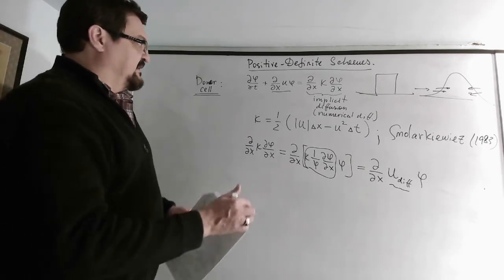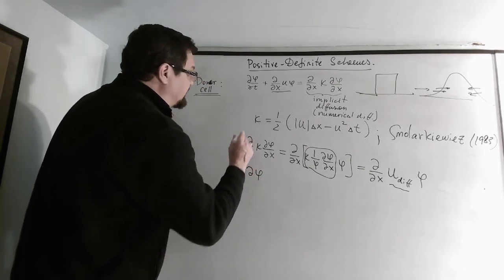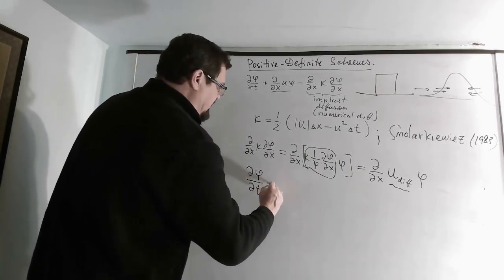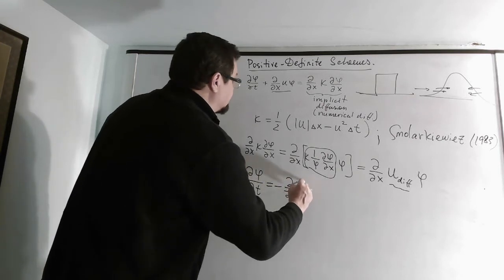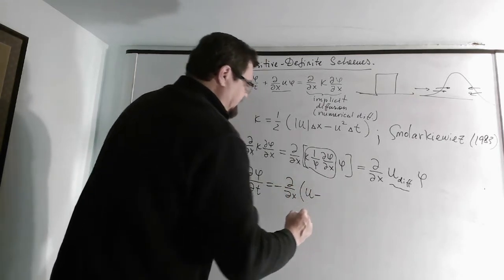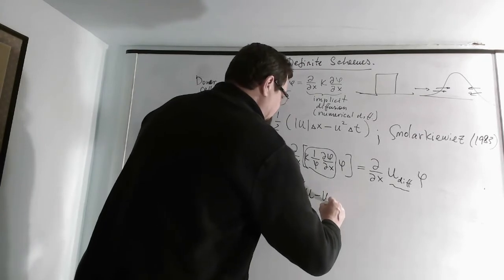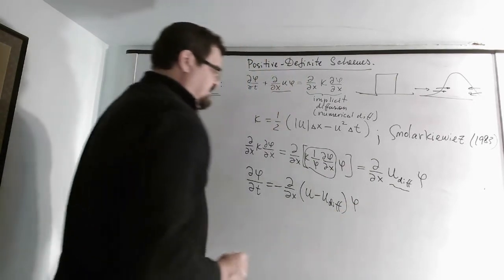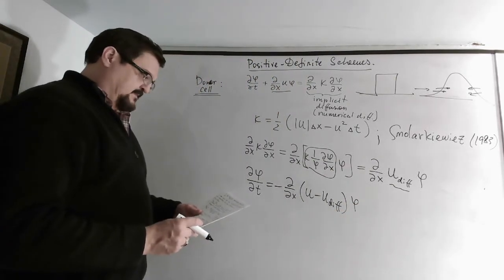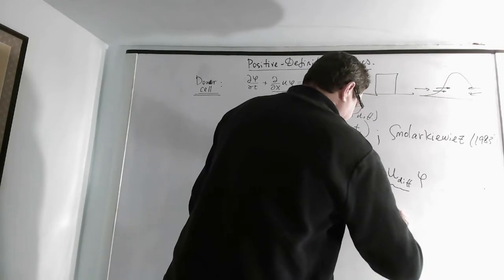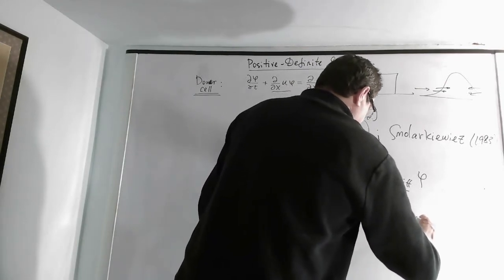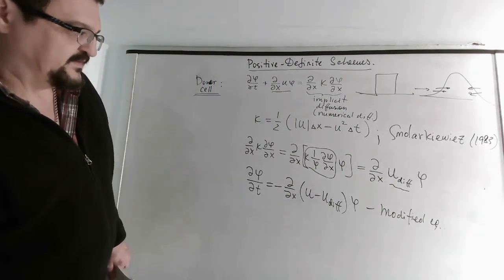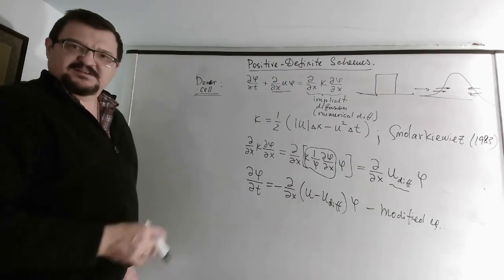So basically, instead of an equation like that, you should solve the following equation: minus d/dx of (u minus u_diffusion) phi. So this is the modified equation. So you see that this is basically the approach.